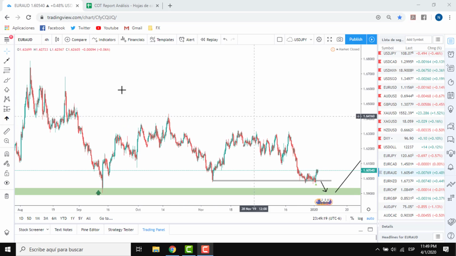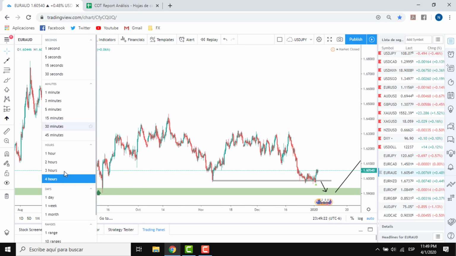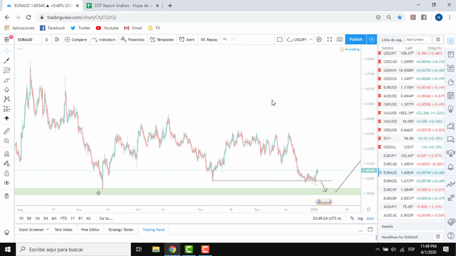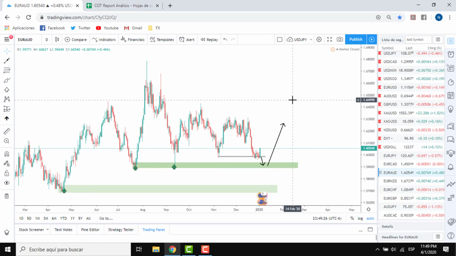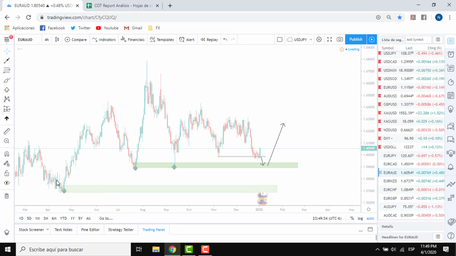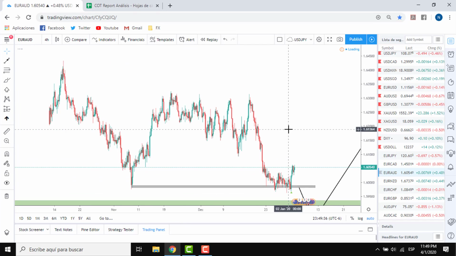Okay, the other one is euro versus Australian dollar. This is what we have on the daily time frame. We have this strong demand zone. Price already tested it, and let's switch to the 4-hour time frame.